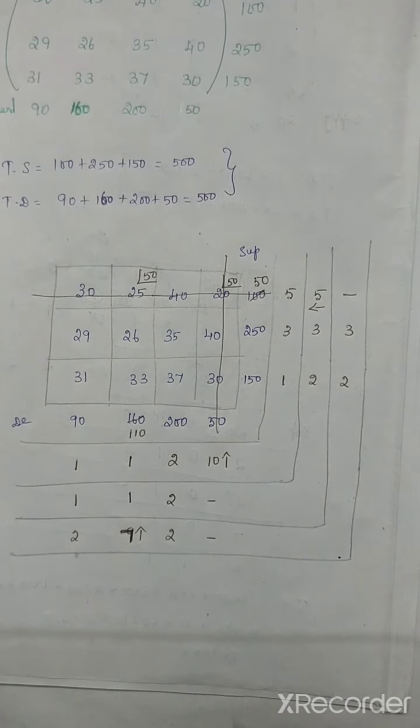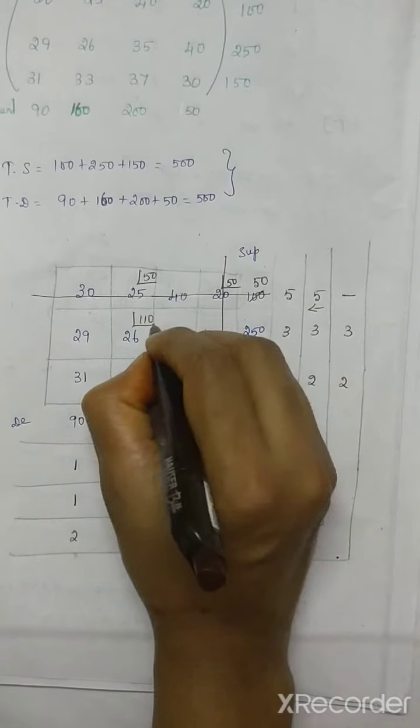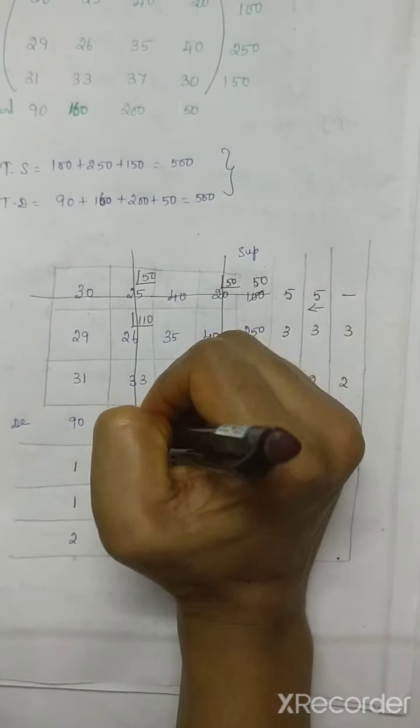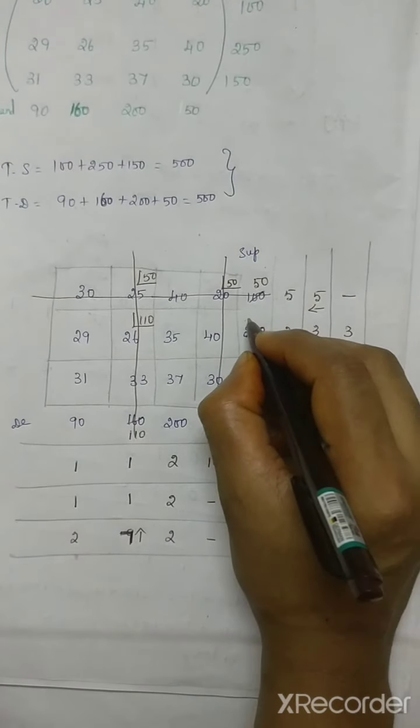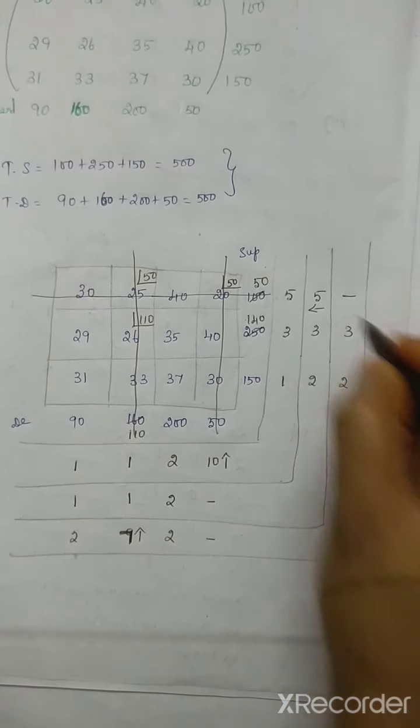So you have to choose this one. Here the smallest value is 26. So 26 means you have to compare with 110 and 250. So 110 will be here. So this column will be cancelled. This will be reduced to 140.